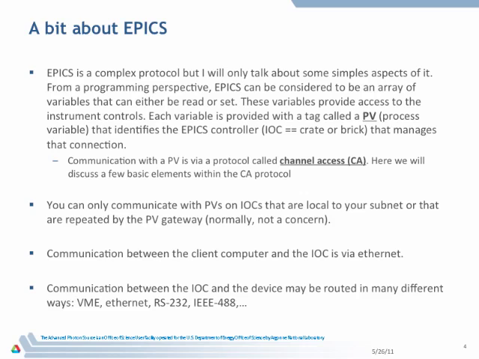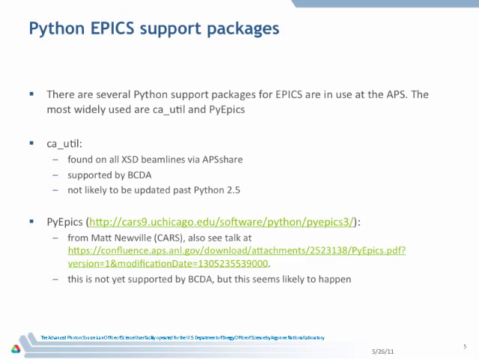And the beauty of epics is that you don't have to care. Every PV that you talk to looks like every other PV that you need to talk to in terms of how you do communication. Okay. So how do you talk to epics when you're in Python? Well, there are a bunch of different ways, but I'm going to highlight two of them. And one of them is this package called CAUtil. CAUtil is found on all the XSD beamlines at present. It's supported by BCDA.